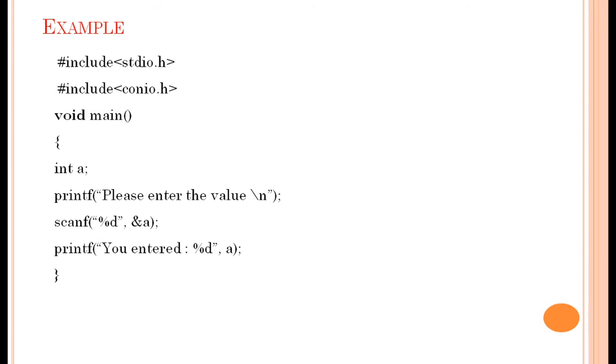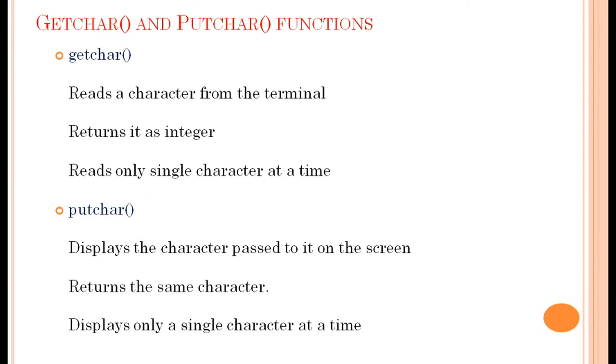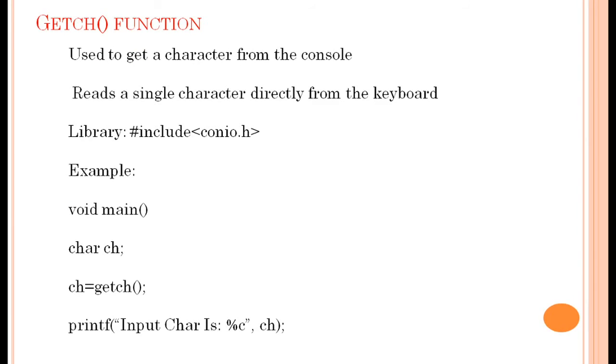Now we will see the getch. getch is used to get a character from the console but does not echo it to the screen, and it's a library function in the conio.h header file. I had already told you. getch reads a single character directly from the keyboard without echoing to the screen. This function returns the character read from the keyboard.